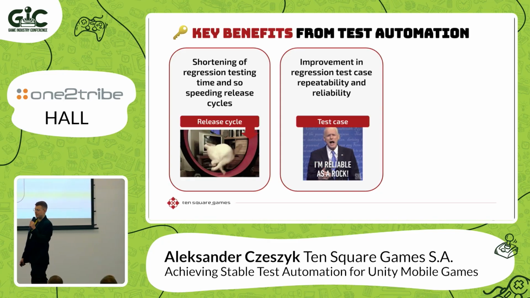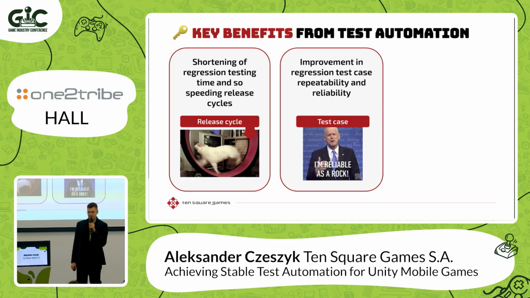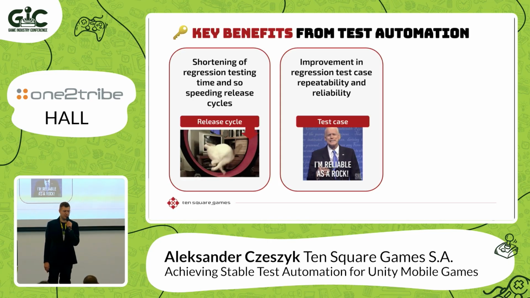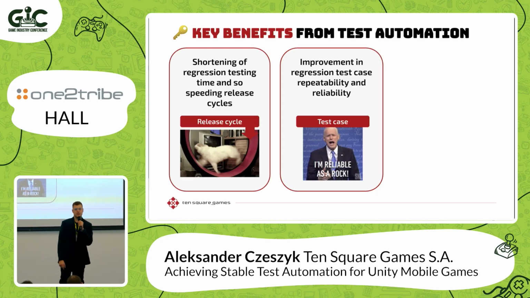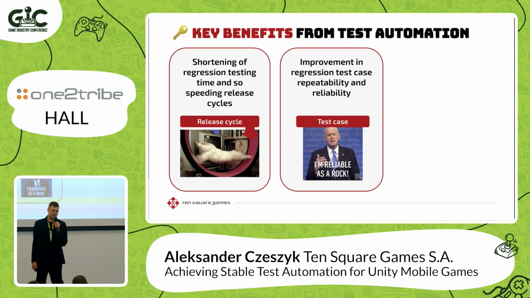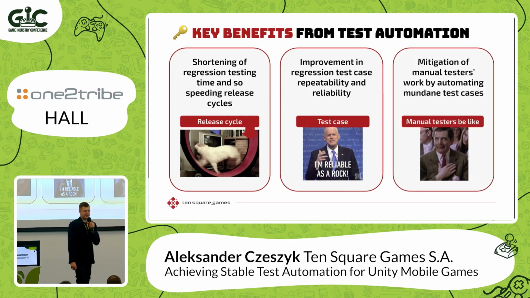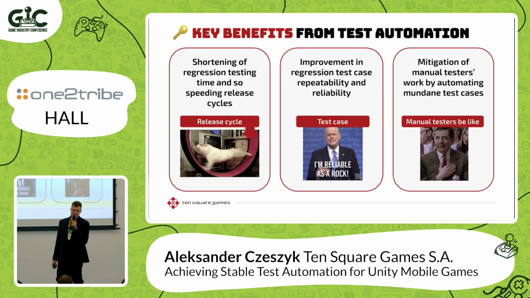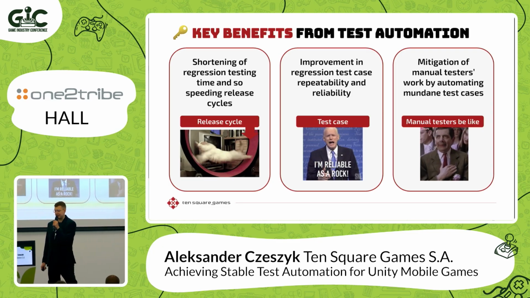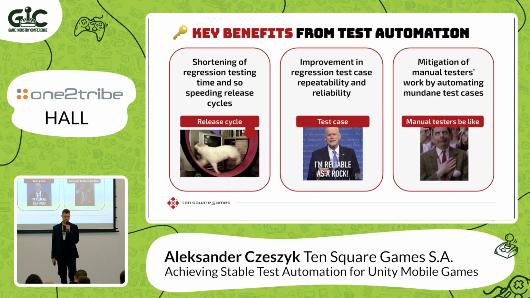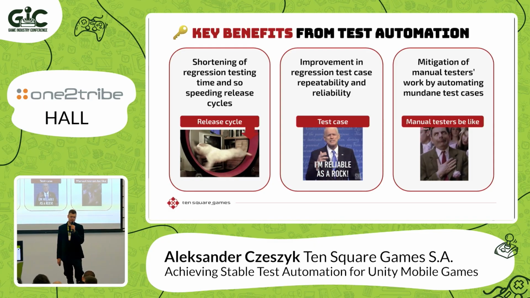There's also a key benefit, improvement in regression test case repeatability and reliability. When you automate a test case, it is always done by an automated bot in the same way, so the repeatability is 100%. And the test cases are also more reliable. And finally, when you automate test cases, you make QA testers' lives easier because you shorten their work, and also you automate the test case that can be mundane and repetitive for them.